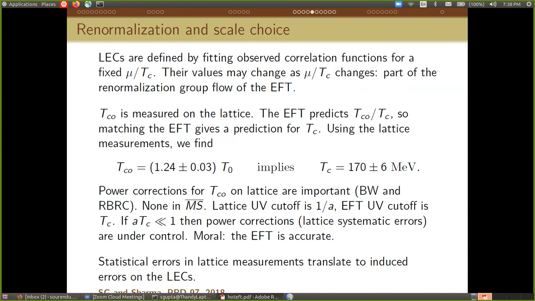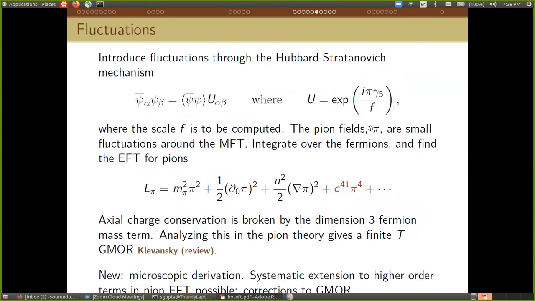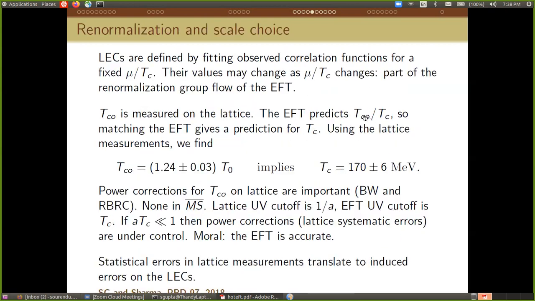Now, TCO, the crossover temperature, has been measured in the lattice. The effective field theory actually predicts TCO in terms of TC. TC is T0. So, matching the effective field theory actually gives us a prediction for TC in the chiral limit. So if I put in the lattice calculation of T crossover at finite quark mass, and I use the effective field theory to get TCO in terms of T0, which is TC, then I get a prediction for TC.